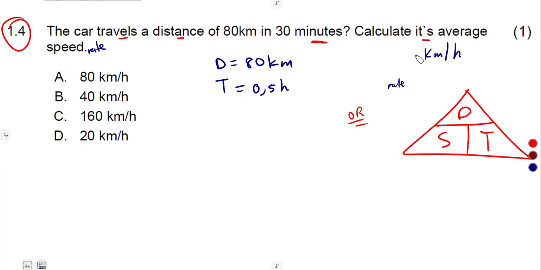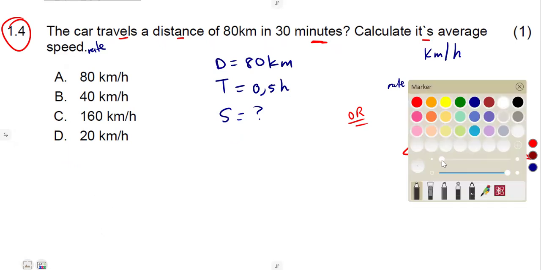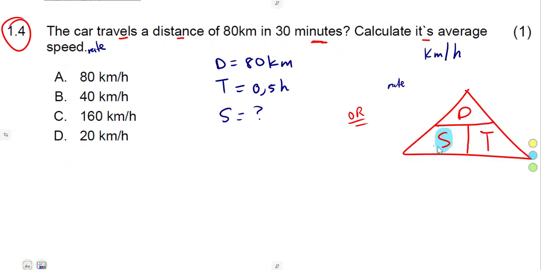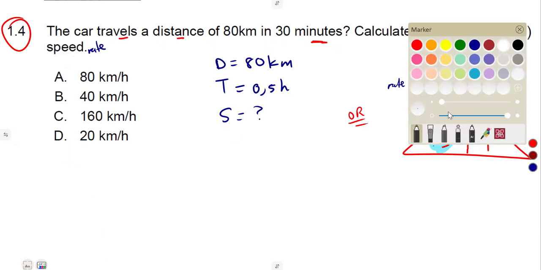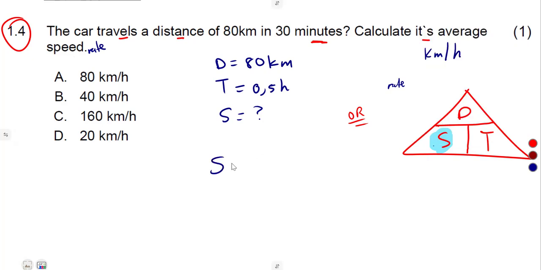You are being asked to calculate the speed. So speed is equal to what? Distance over time. What you're asked, you cover it. Speed. You are remaining with distance over time. All right, so that is just the concept. Let us have our speed, distance over time. Our distance in kilometers is 80 over the time, 0.5. So these are kilometers, these are hours.